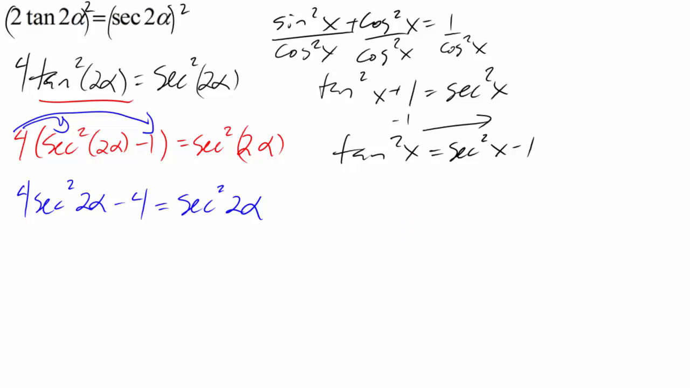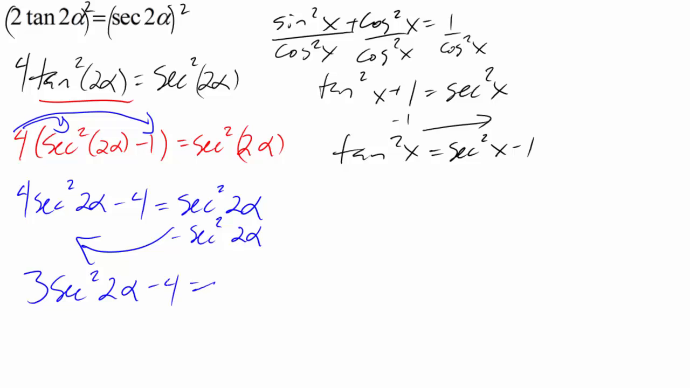Now that we've got that 4 distributed, we're going to go ahead and get this thing set equal to 0, so we'll subtract off the secant squared 2 alpha from the right side, so that gives us 3 secant squared 2 alpha minus 4 to equal 0.